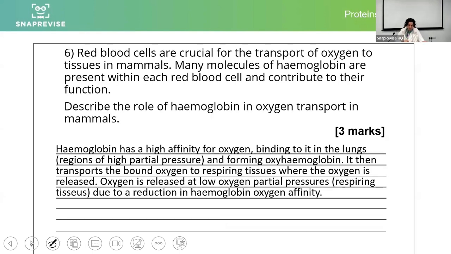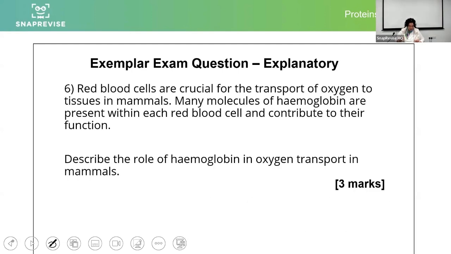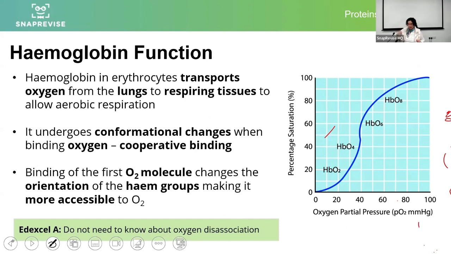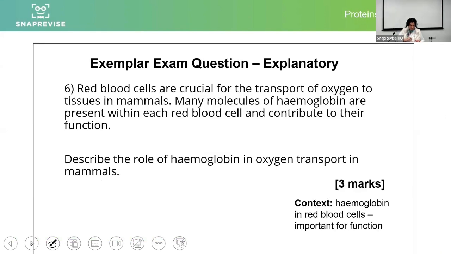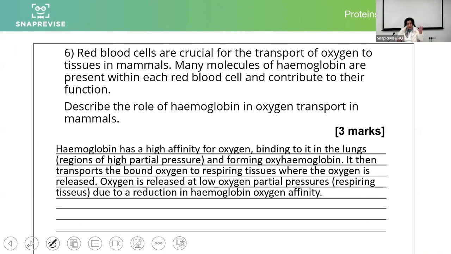So, hemoglobin has a high affinity for oxygen when the oxygen partial pressure is high, meaning what? That when hemoglobin is at the lungs, it will bind regions of high partial pressure of oxygen. Let me just relate it to the curve. The top right-hand bit of the curve with high partial pressures of oxygen, that is where hemoglobin is going to have a high affinity for oxygen, and it forms oxyhemoglobin. So that's 1 mark.